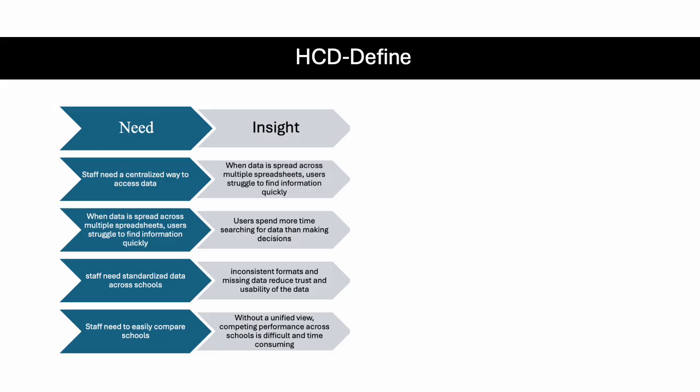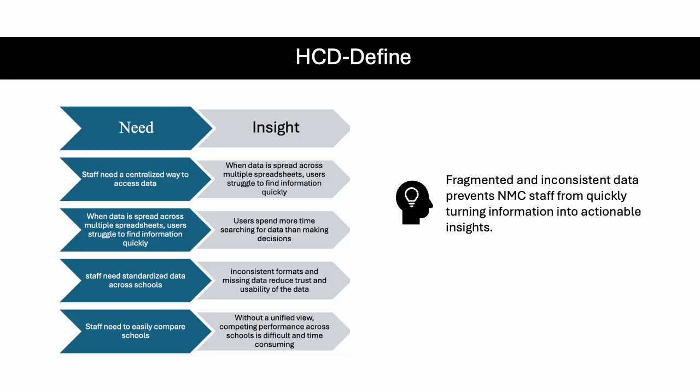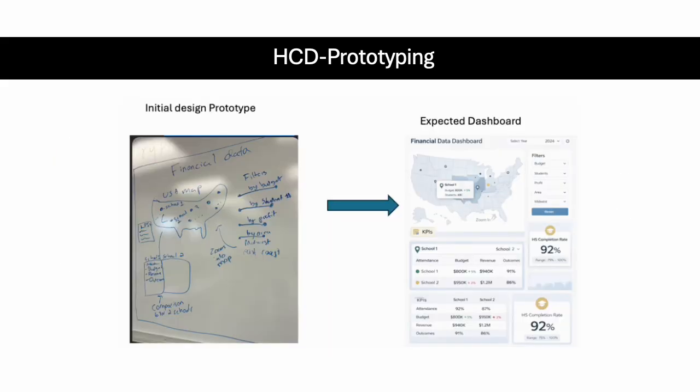From these needs, we uncovered a key insight: when the data is fragmented and inconsistent, users spend more time searching for information than actually using it to make decisions. So overall, the problem isn't just accessing the data, it's the ability to turn that data into clear, actionable insights. Essentially, the fragmented and inconsistent data prevents NMC staff from quickly turning information into actionable insights. So in order to address this, I built a structured data workflow.